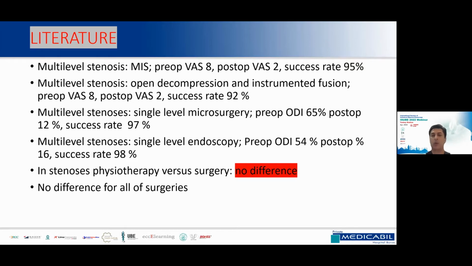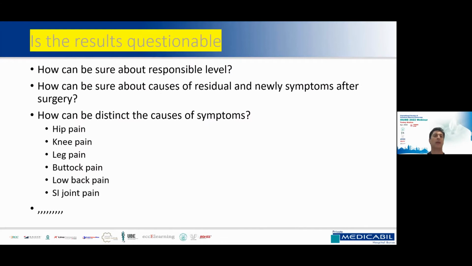Yes, the question is why? Why? It should be debatable. Because we cannot be sure about the responsible level or responsible pathology for the low back pain, the leg pain, and the walking difficulties. We need a more detailed examination. And how can we be sure about the causes of residual or new symptoms after surgery?